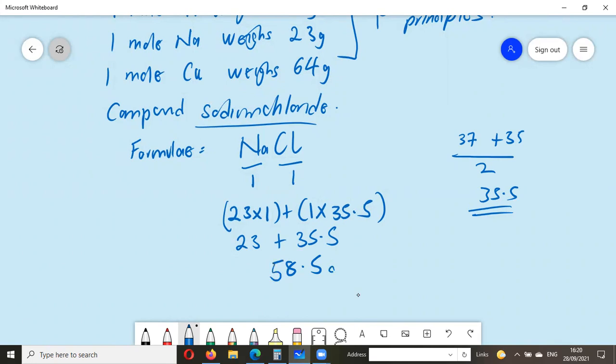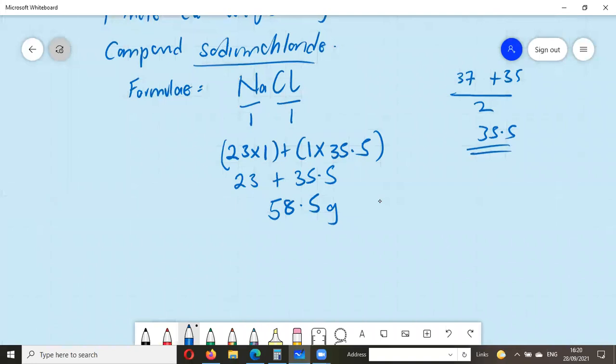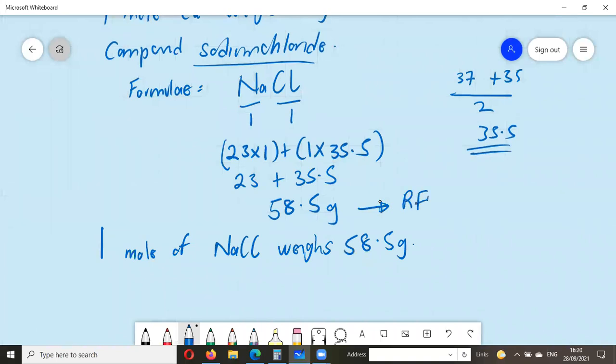That means these are now grams. Before we say relative first, we shall now say 1 mole because it is a molar mass. So 1 mole of sodium chloride now weighs 58.5 grams. Also, now this one qualifies to be relative formula mass.